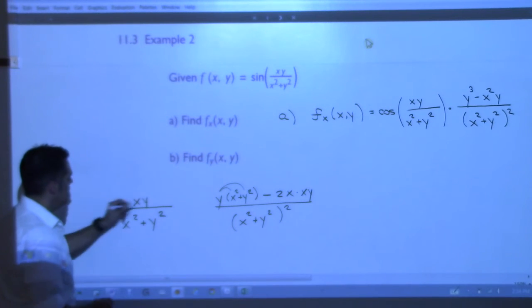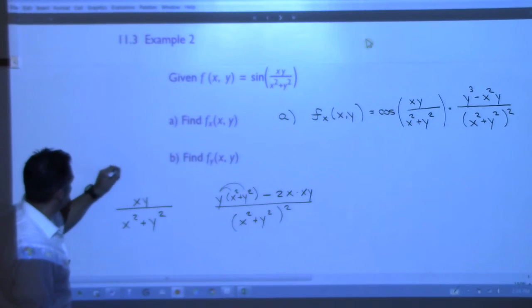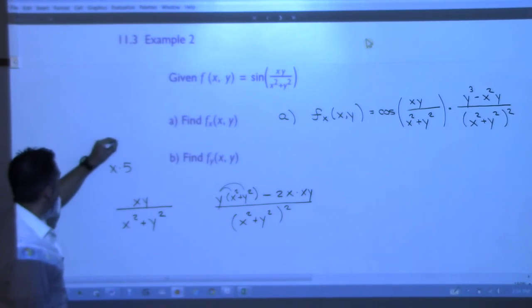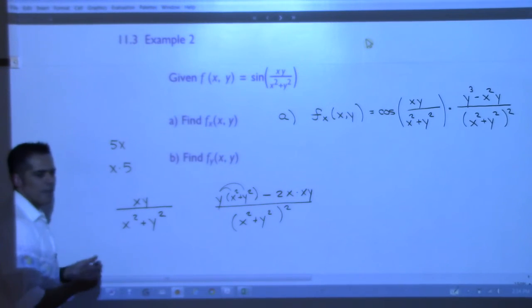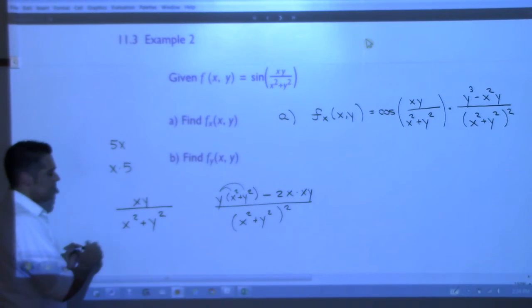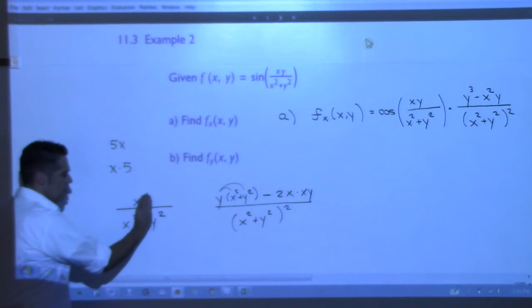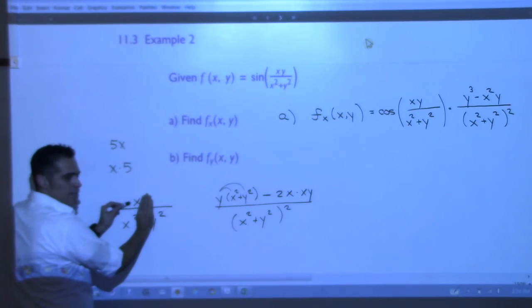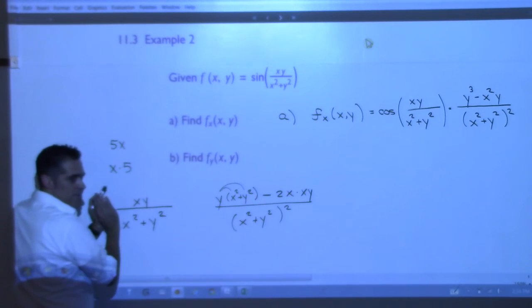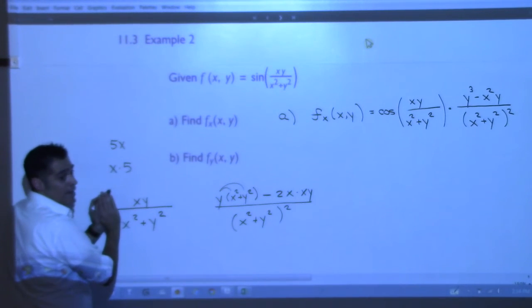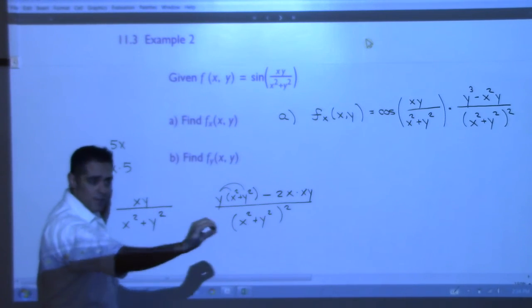Okay, so let me help you. What if it was x times 5? Then that would be the same as 5x. And what would the derivative of that be? 5. So since y is a constant, just ignore it. Derivative of x is 1. 1 times y. You still have y there, right? Oh, so the y doesn't go away. Y doesn't go away. Derivative of a constant by itself is 0.